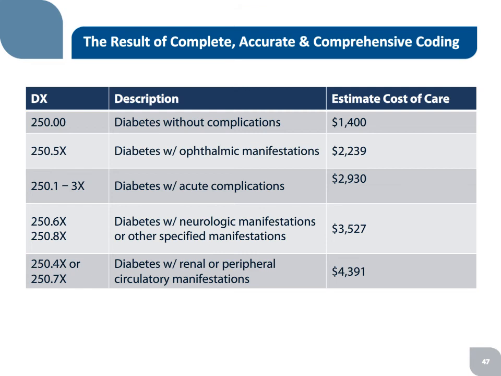Here's a kind of estimated cost of care for different complications of diabetes. And you can see it's quite different. So we do want to know when they have a complication versus an uncomplicated diabetic case.